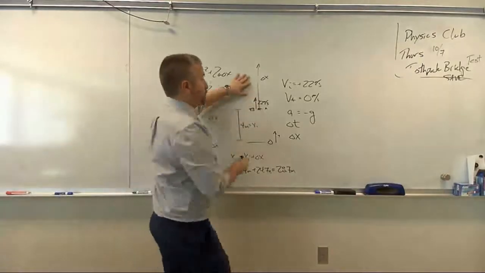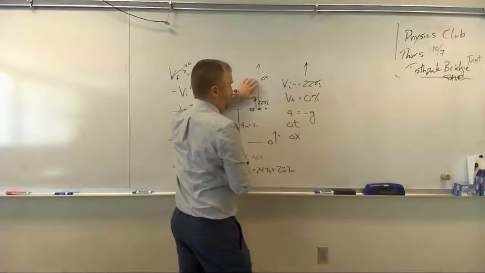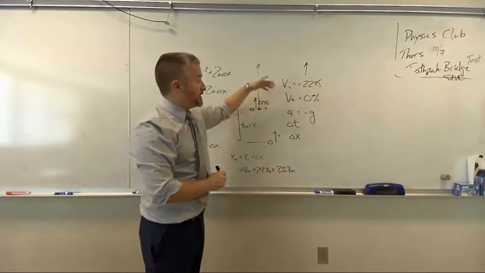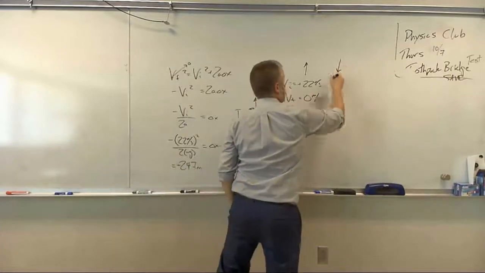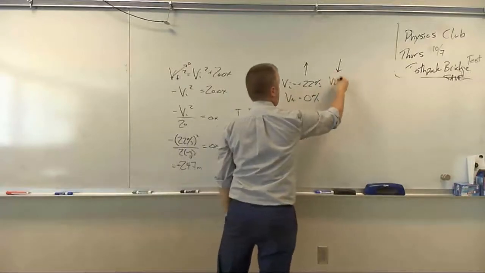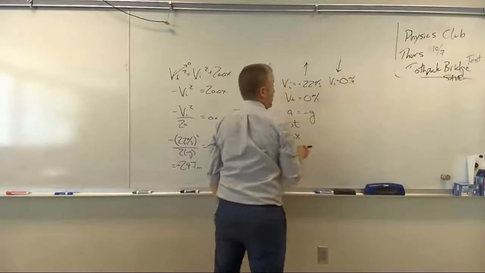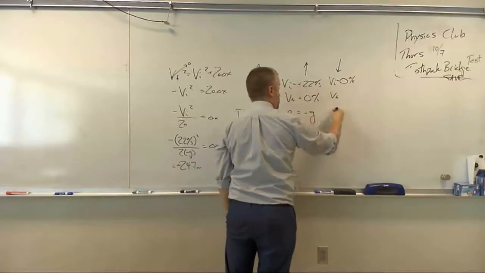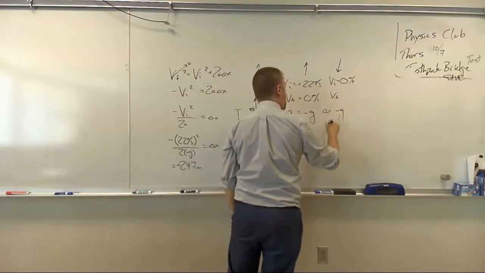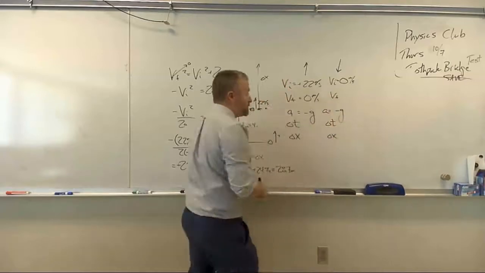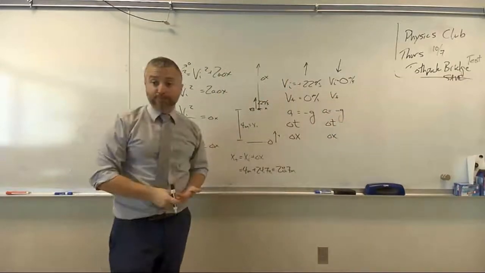The first half would be it going up. I kind of already have that set up over here. This is on its way up. The second half would be on its way down. For its way down, the velocity initial would be 0 meters per second. The velocity final, I'm not sure about that. Acceleration would still be negative g. Delta t, not sure. And displacement, that depends on where we're looking.